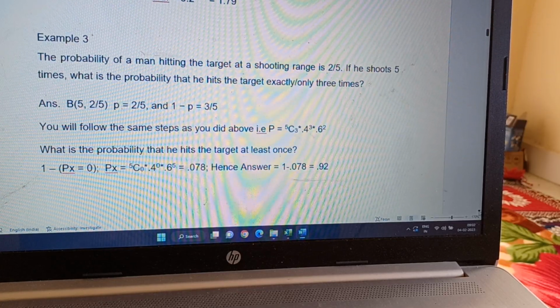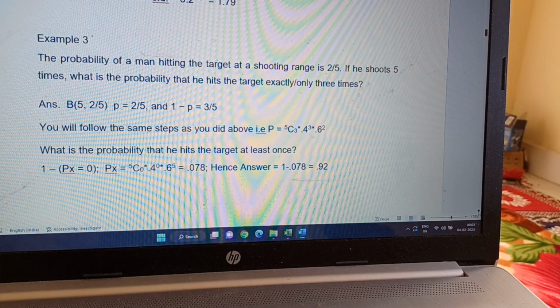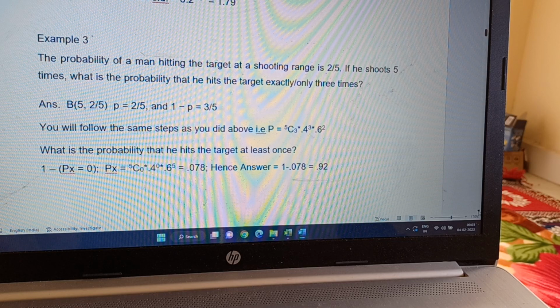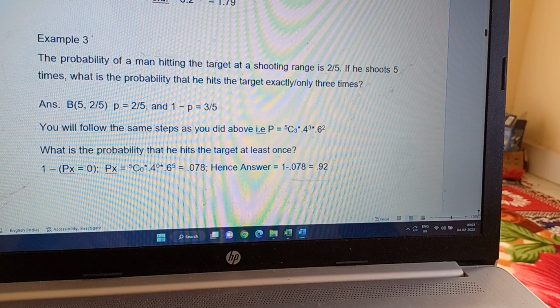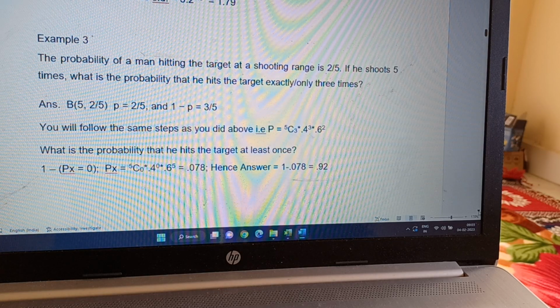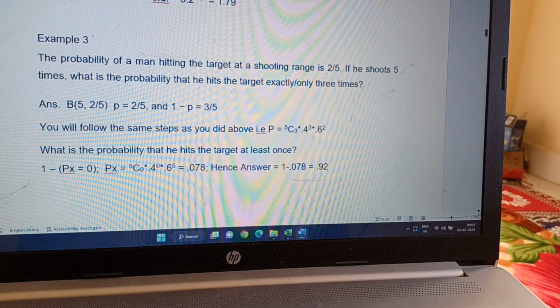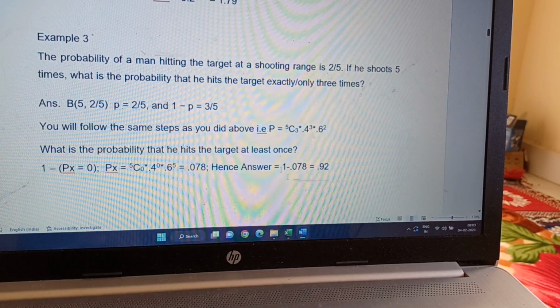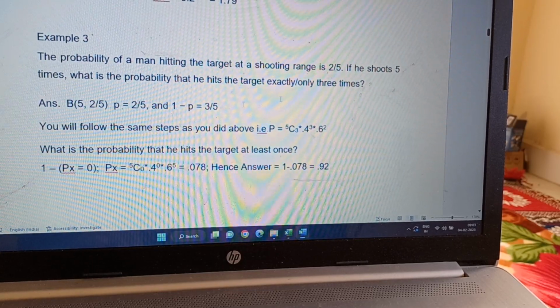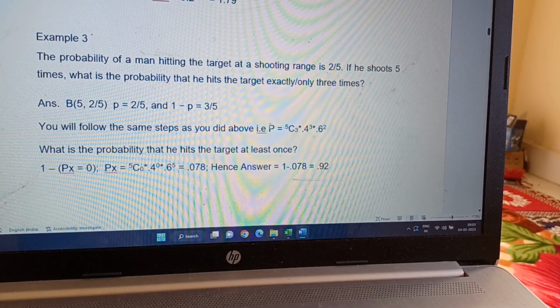Now I go for example 3, and this example also has different probability. So the question will be like this. The probability of a man hitting the target at a shooting range is 2 by 5. If he shoots 5 times, what is the probability that he hits the target exactly or just 3 times? So we do the same thing. We calculate q is 3 by 5 and p is 2 by 5. It is already given. So n is here 5.